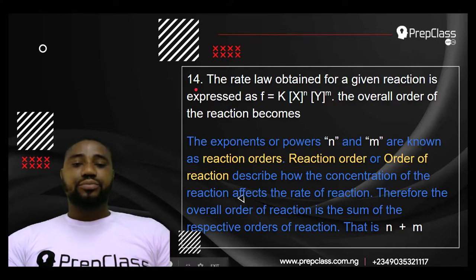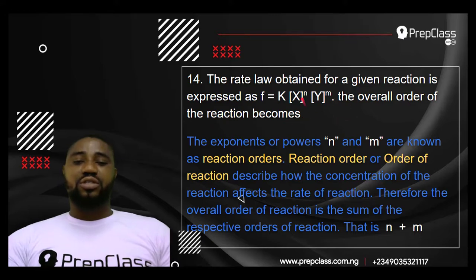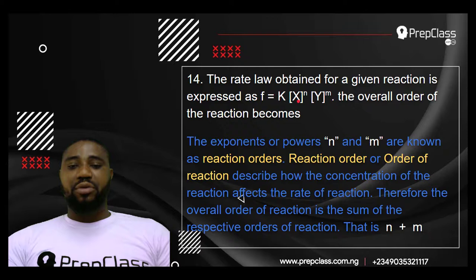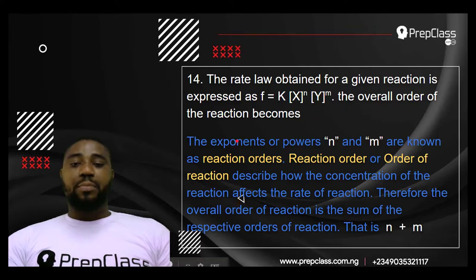Question number 14. The rate law obtained for a given reaction is expressed as R equals K x raised to power n, y raised to power m. The overall order of the reaction becomes... this question is not difficult. Now, you must know that the exponents of all powers, these exponents n and m, are known as reaction orders. So whenever you see this kind of thing, R equals K, bracket, maybe A raised to power n, B raised to power m, these powers here, we usually call them reaction orders. Are you following? So the powers n and m are known as reaction orders.